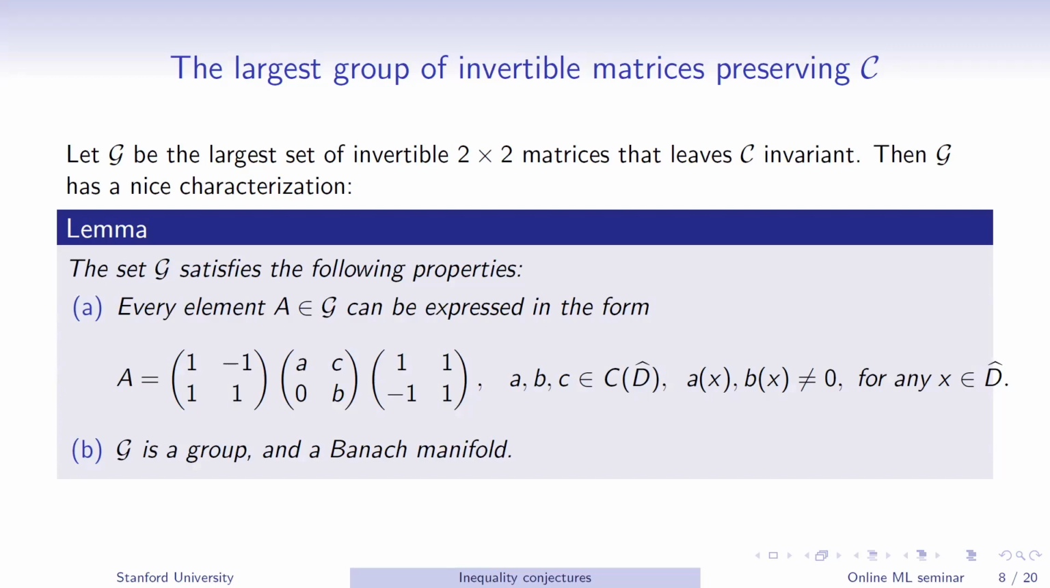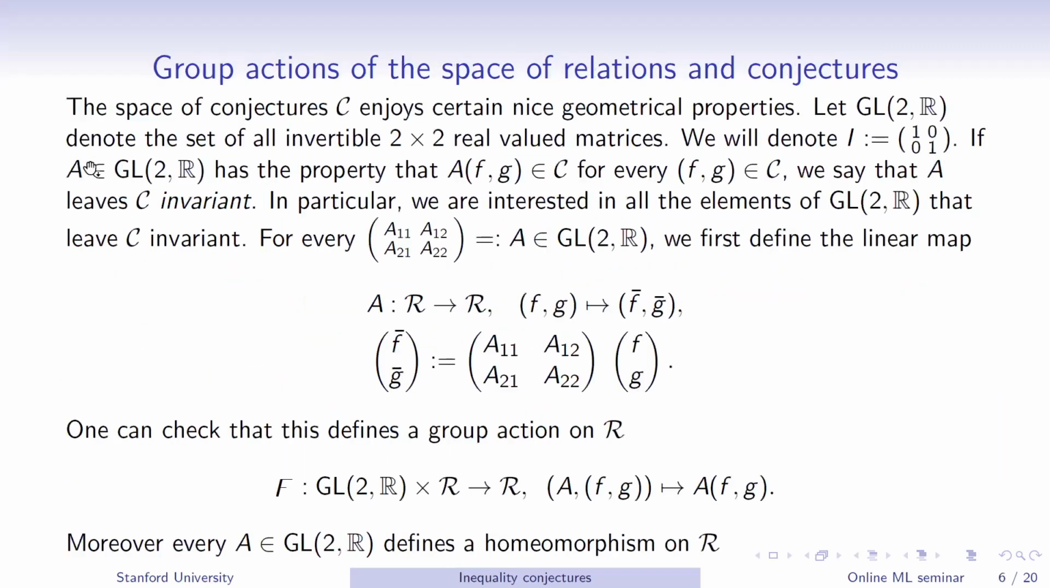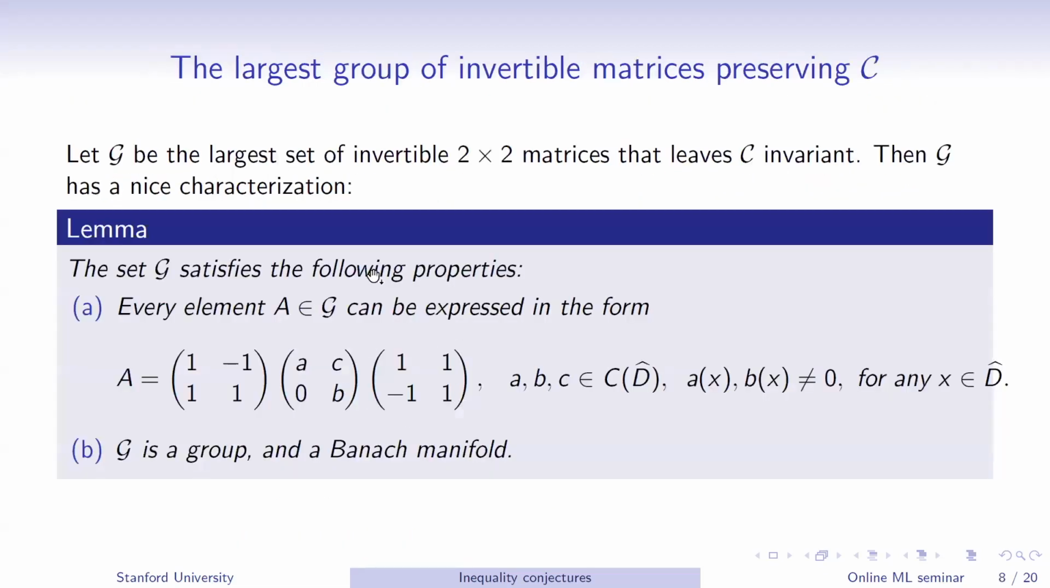In the paper, these matrices I said are elements of GL2R, so they are real numbers. But actually, you can relax this constraint so that each of them is a function. So instead of these being numbers, A11, A12, A21, and A22 can now be continuous functions on D hat. If you do that generalization, this is what you can prove.